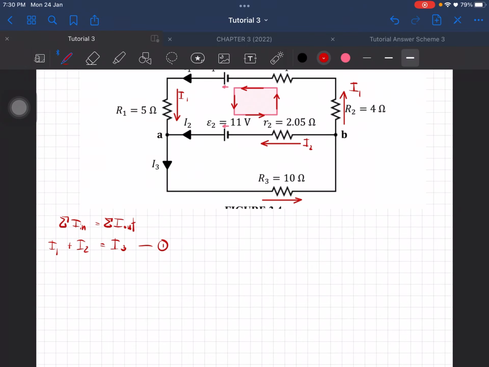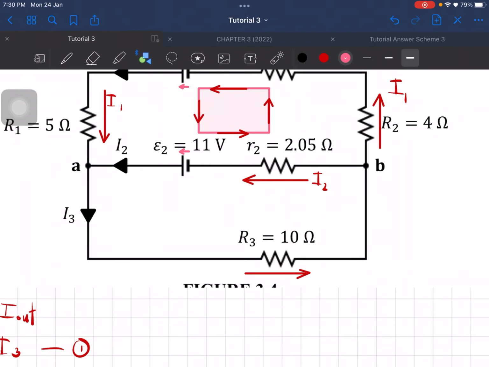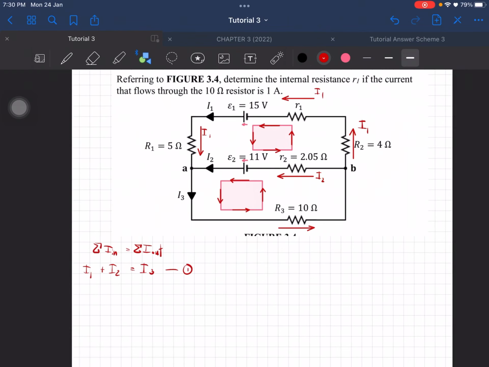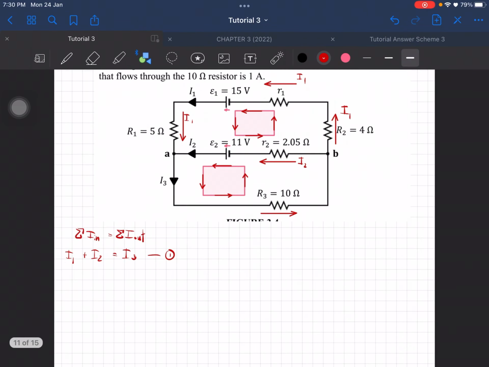Right, so the first loop. And then the second loop, we will do straight away. Okay, the second loop. So the second loop I would also want it to be anti-clockwise. Okay, so let's look at the first loop first.